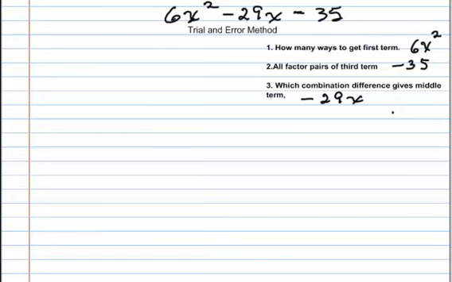We have a trinomial this morning that is 6x squared minus 29x minus 35. We want to factor it using trial and error method.